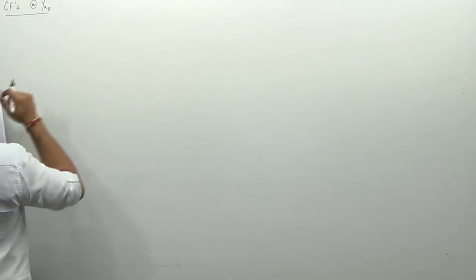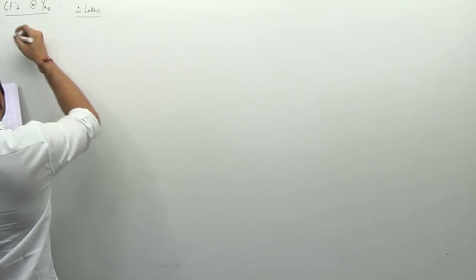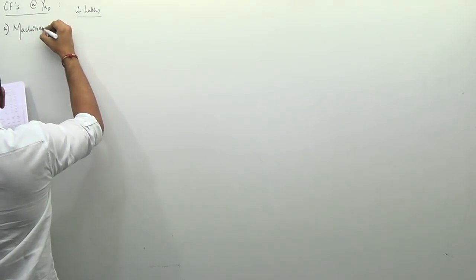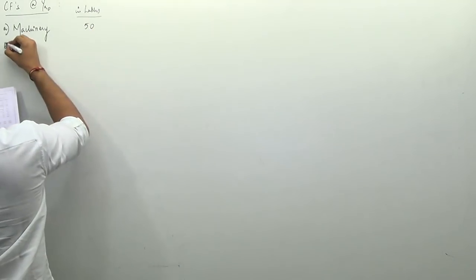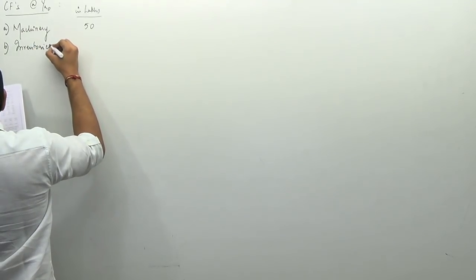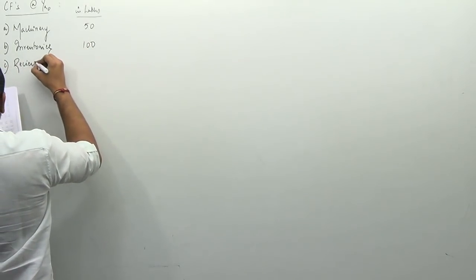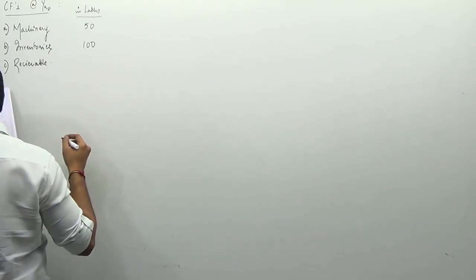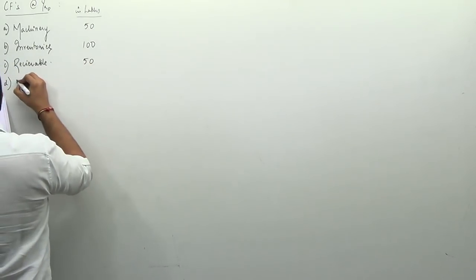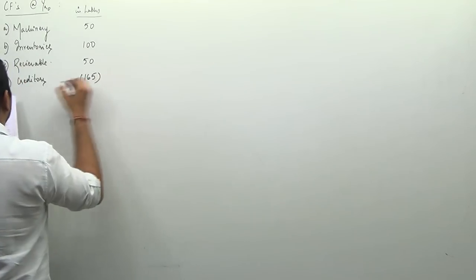Cash flows at Y0. Let me put it in lakhs only; I'll convert even the crores to lakhs. First one, machinery, the realization expected is 50. Inventory, expected realization is 100. Receivables, expected realization is 50. Liabilities should be paid off, so the first one is creditors, negative 165.